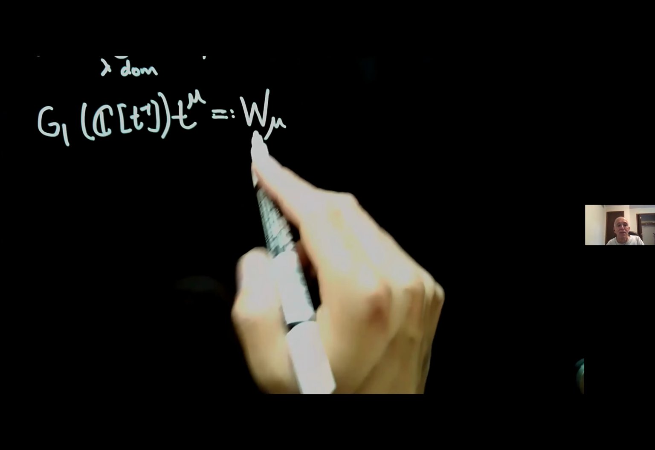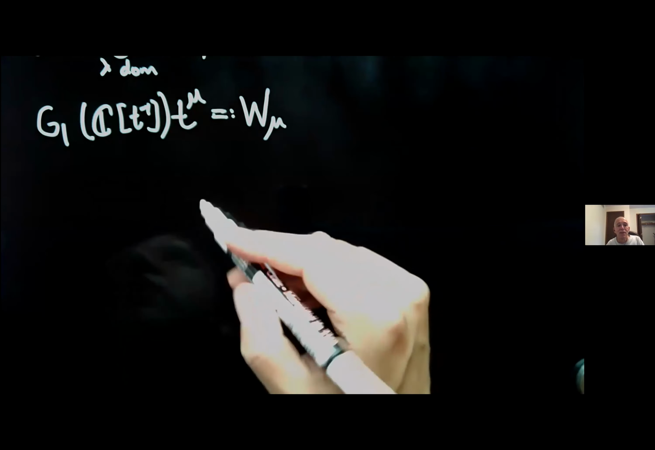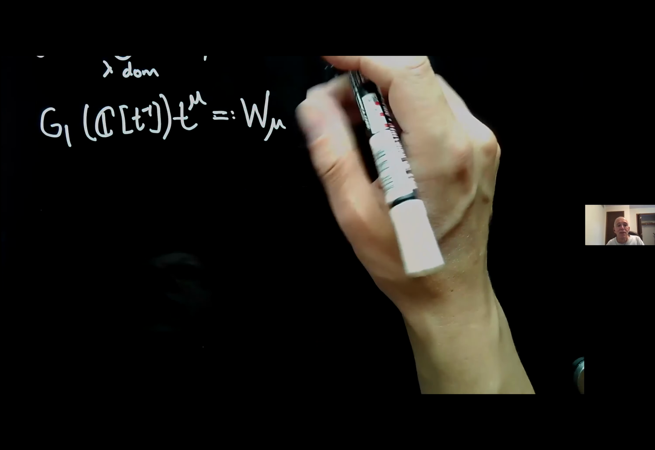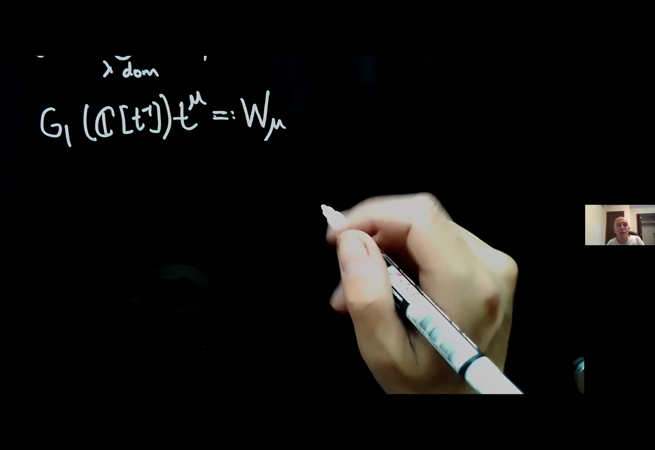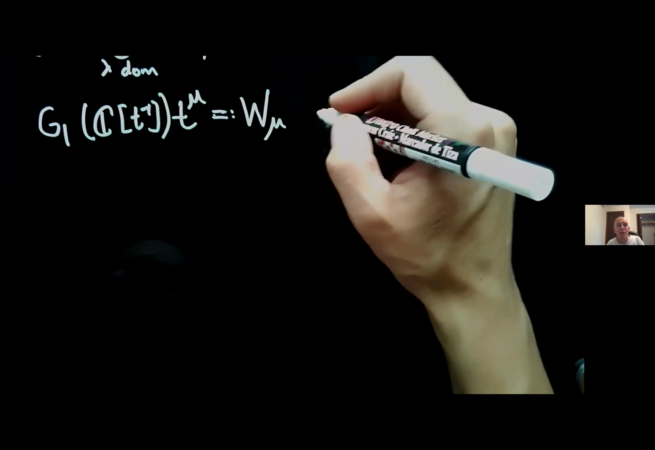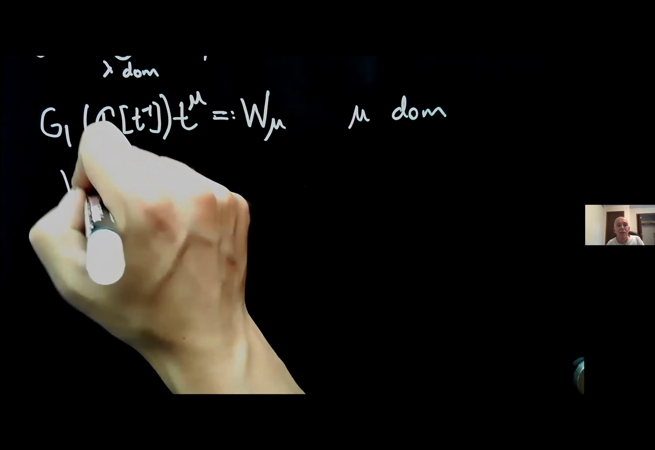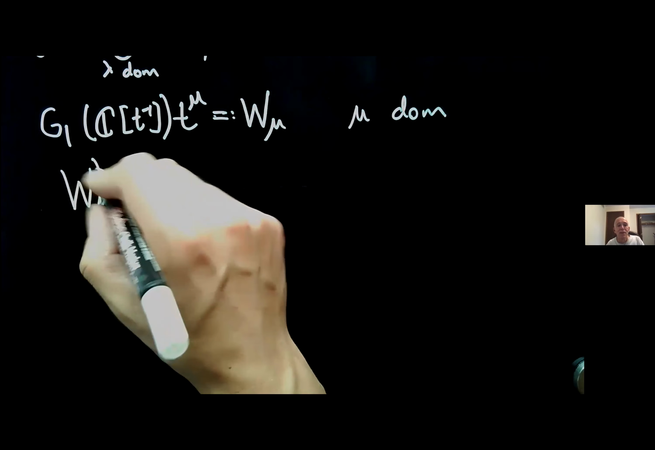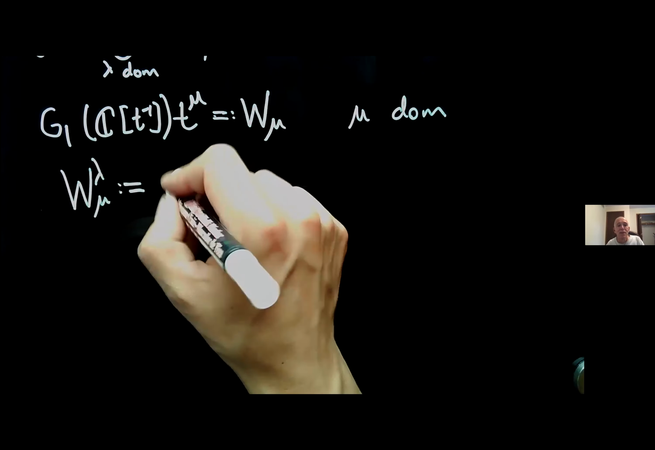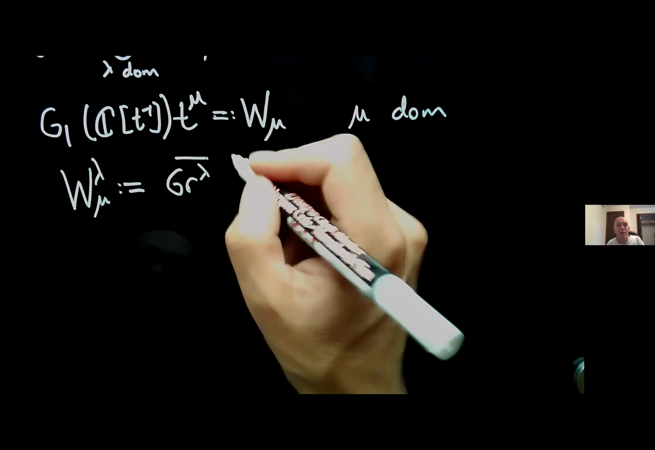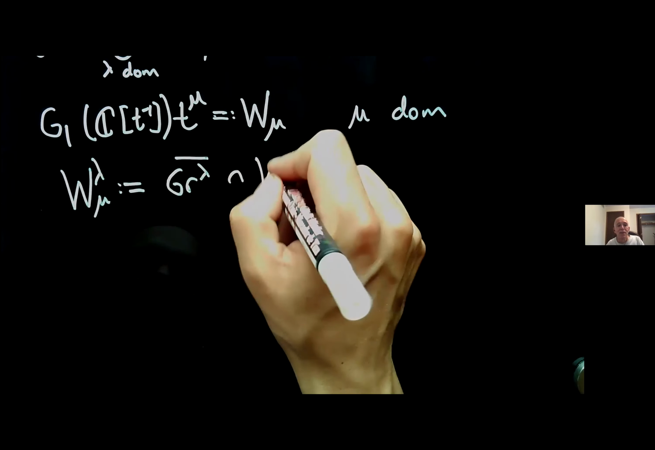And these are transverse to these Gr lambdas that I discussed earlier. And then we can intersect these two systems of transverse orbits to define W lambda mu. So here again, mu is dominant. And now we define our main object of study, this affine Grassmannian slice, to be the intersection of the closure of one orbit with the other orbit.